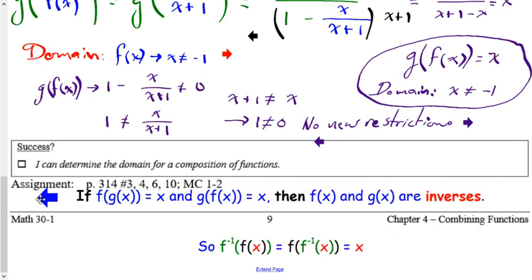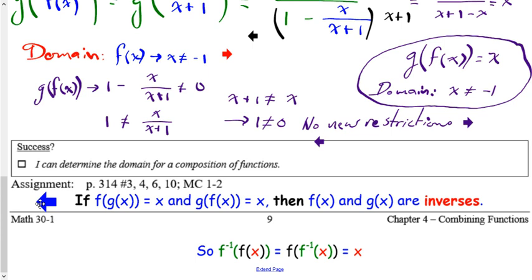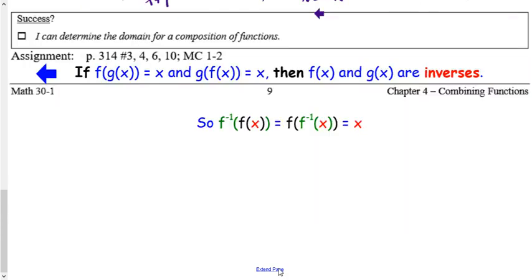So if f of g of x is equal to x, and g of f of x equals x, then these two functions are inverses. So notice that both of these statements have to be true. If just one of them gives you an x, but the other one doesn't give you an x, they are not inverses of each other. So you have to check both. So then we have this notation here at the bottom that says the composition of the inverse function on the original function is equal to the original function with the inverse function inside. Either way, they undo each other, and they just give us x as output.